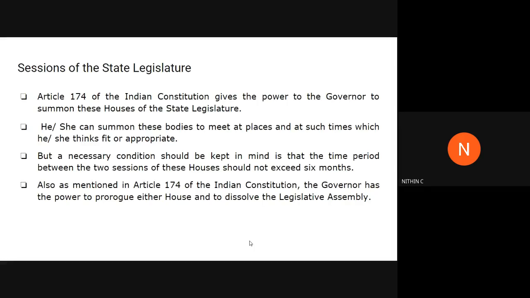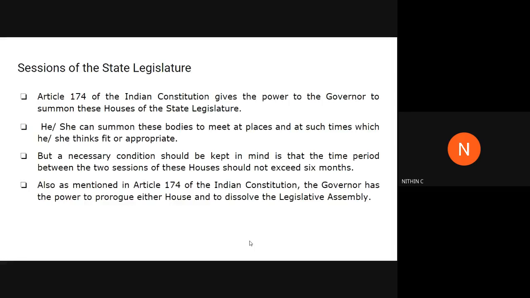So we know that as far as the state legislature is concerned, we have two bodies. One is the legislative council and the other is the legislative assembly. And we have discussed the composition of the state legislative council as well as the legislative assembly. We looked at how the council is formed and what its composition is.